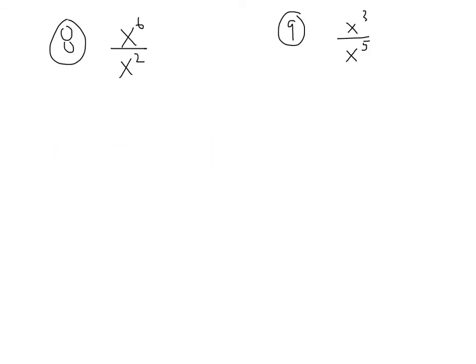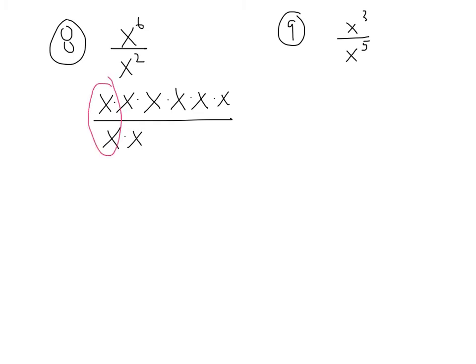All right. What about division ones? X to the 6th divided by x squared. Right? Well, I'm going to show the work on this one. What does this mean? This means x times x times x times x times x times x divided by 2 factors of x. Right? And recall that right here I have x divided by x. Well, that's equal to 1 over 1.